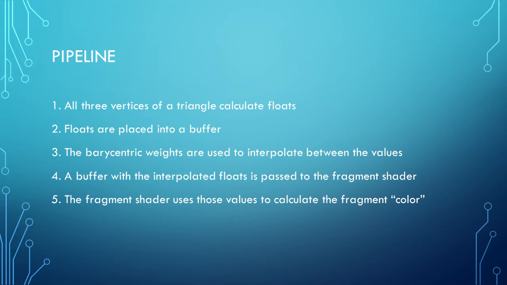3 buffers. So to implement this, first you want to use the 3 vertices, the vertex shaders, to calculate the float buffers. Second, you want to store the floats in a dataless buffer. Then use the barycentric weights to interpolate between the values for each fragment. Then place those interpolated values into a buffer and pass that to the fragment shader to be rendered. The result of the fragment shader is the color of the fragment.